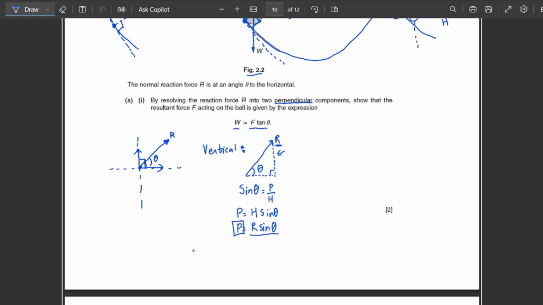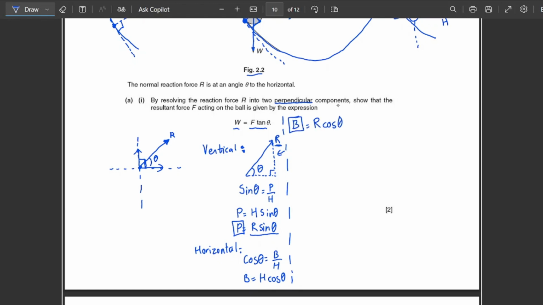Now we can go ahead and find the horizontal component. That is going to be cosine theta equals base over hypotenuse, and we can make base the subject. So this is going to be R cos theta. The horizontal component, or the base, is equal to R cosine theta.